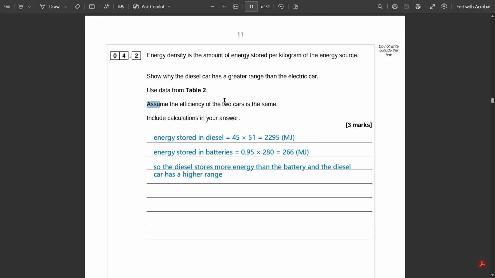We're also told to assume the efficiency of the two cars is the same, which won't actually be true, but we're meant to assume that the same proportion of both of these energies goes towards actually driving the car.